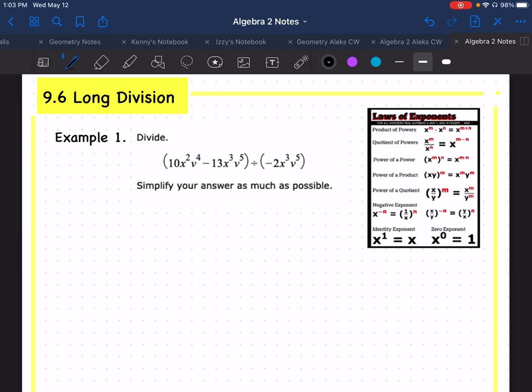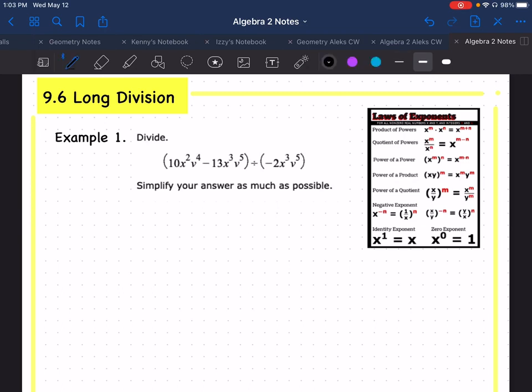Today's lesson is 9.6, long division. Example 1 wants us to divide this binomial by this monomial, and it wants us to simplify our answer as much as possible. What I'm basically going to do is take the second polynomial, the monomial, and divide it by each one of the two terms in the binomial.